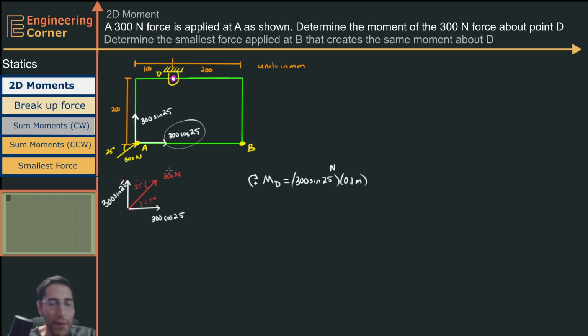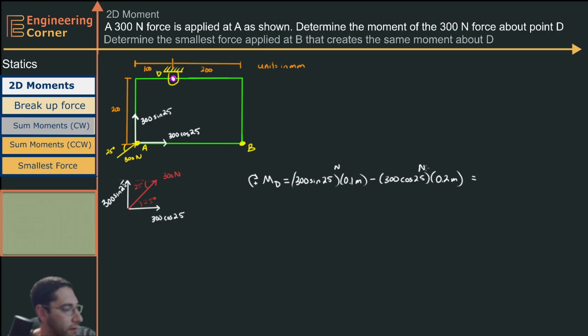And then I need to look at my horizontal force. My horizontal force, when I spin that clockwise, is going to go like this, and it's going to go tail first. Because it goes tail first, that means I subtract it. So I'm going to have minus 300 times the cosine of 25 times my perpendicular distance. Well, how far is this? This distance right here is 200 or 0.2 meters. Again, this has a unit of newtons.